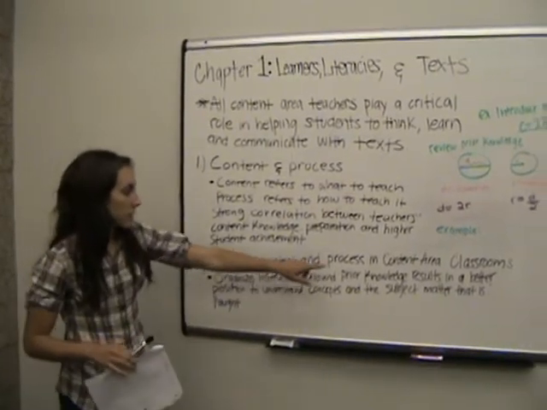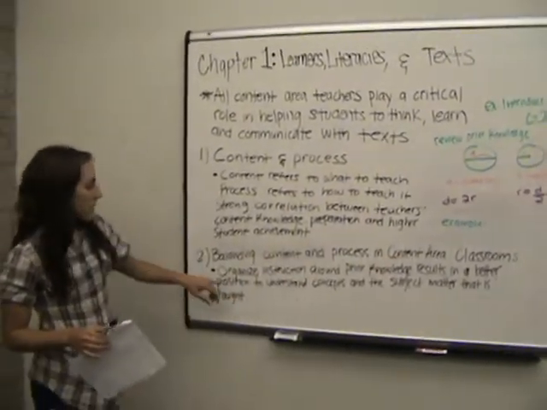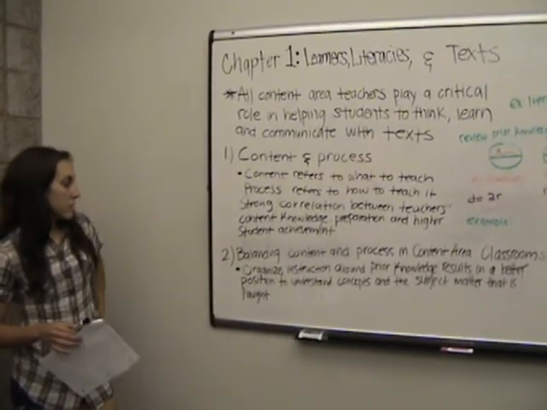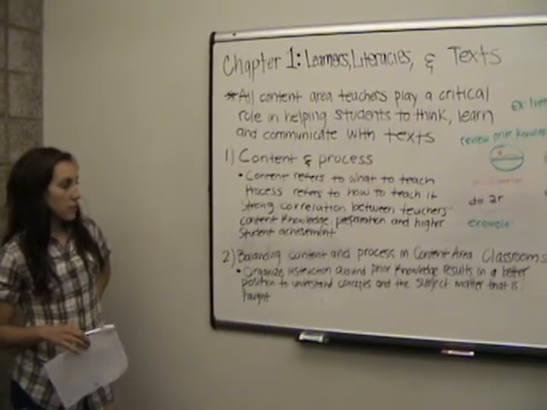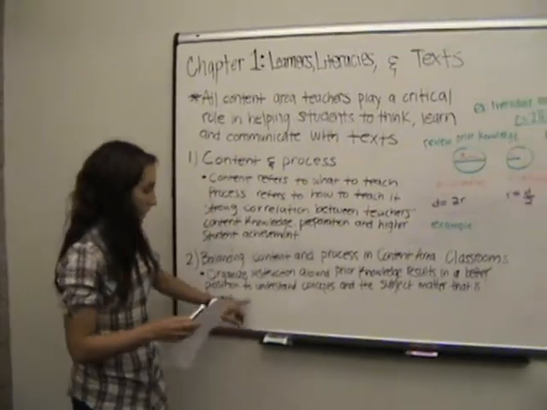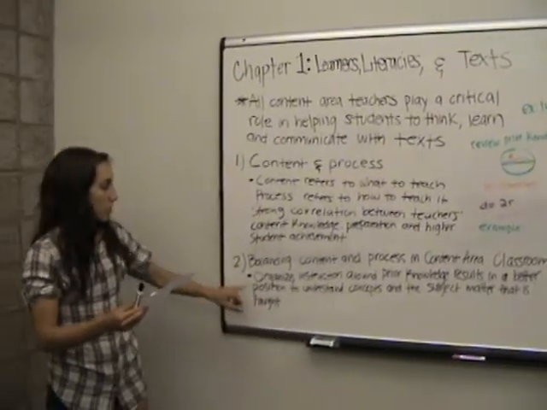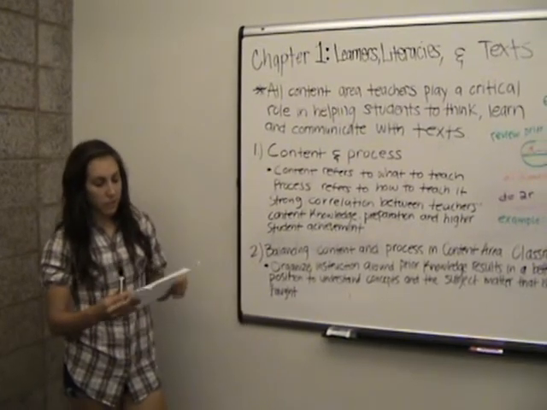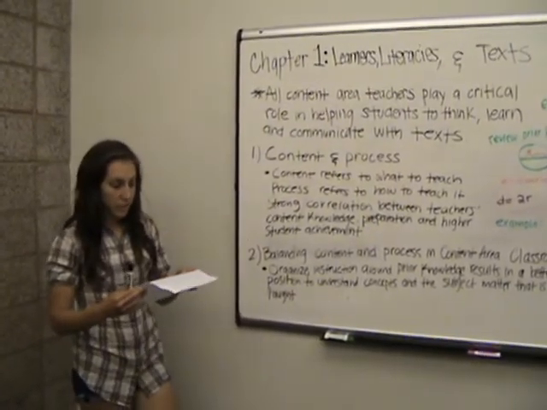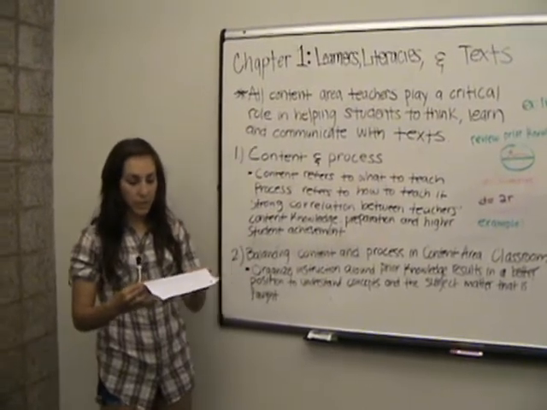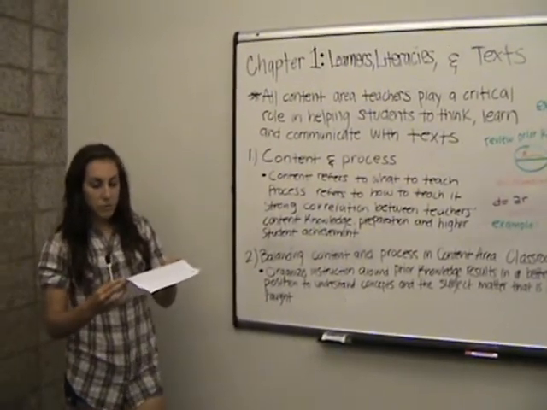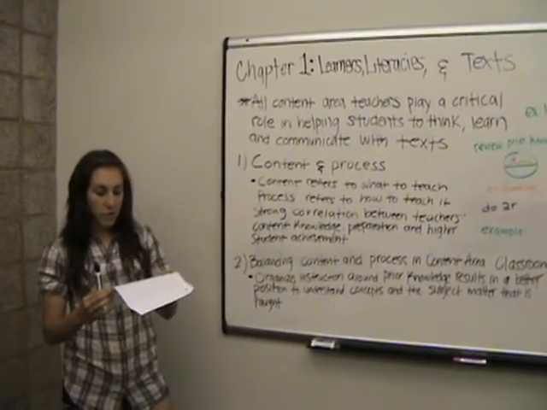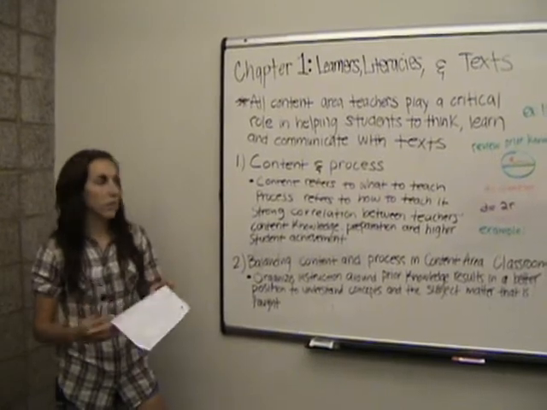Balancing content and process in content area classrooms is the second main bullet point. Organized instruction around prior knowledge results in a better position to understand concepts and the subject matter that is taught. There are 3 main things to know about this bullet. First is knowing standards for your content area and grade level. Second, making instructional decisions based on authentic assessments throughout the school year about students' abilities to use reading and writing to learn. And third, integrating content literacy practices and strategies into instructional plans and units of study.